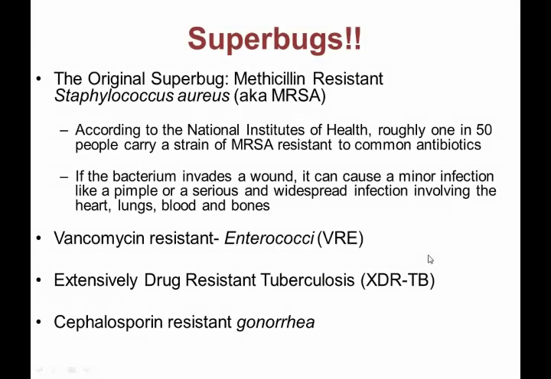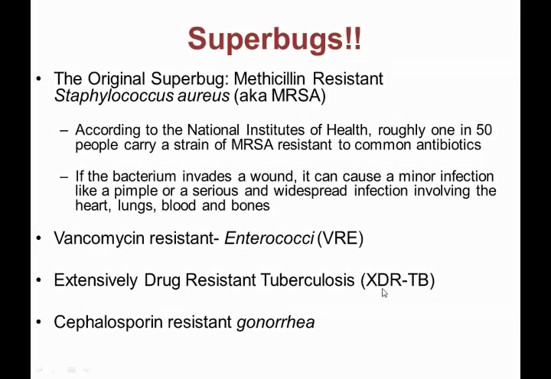But what are these superbugs? Well, the original one is the methicillin-resistant Staph aureus. According to the National Institutes of Health, roughly 1 in 50 people carry a strain of this that's resistant to these antibiotics. And if the bacterium invades a cut or opening on your skin, it can cause a minor infection like a pimple, or sometimes a serious widespread infection involving the heart, lungs, blood, and bones. Other things, if you hear of VRE, vancomycin-resistant enterococci, this has become a big problem.